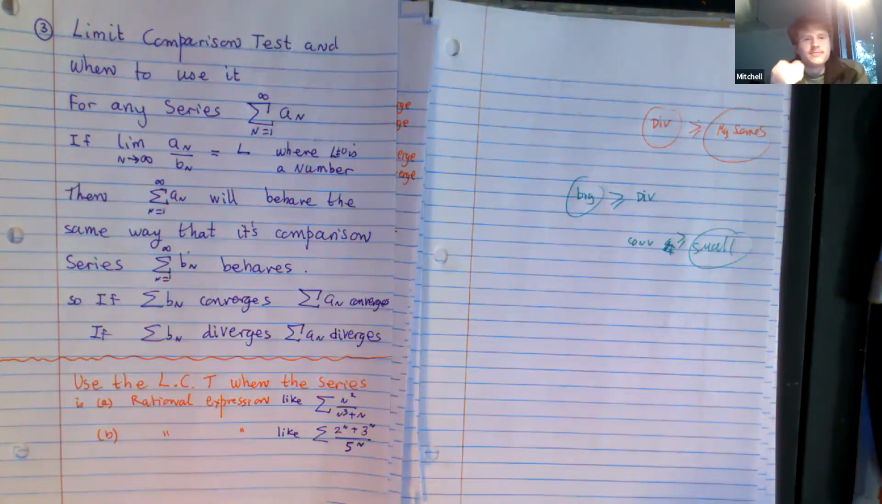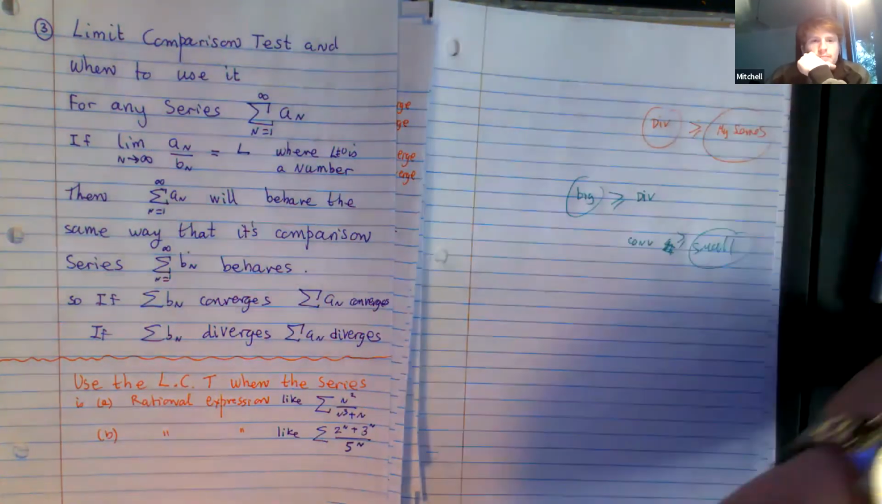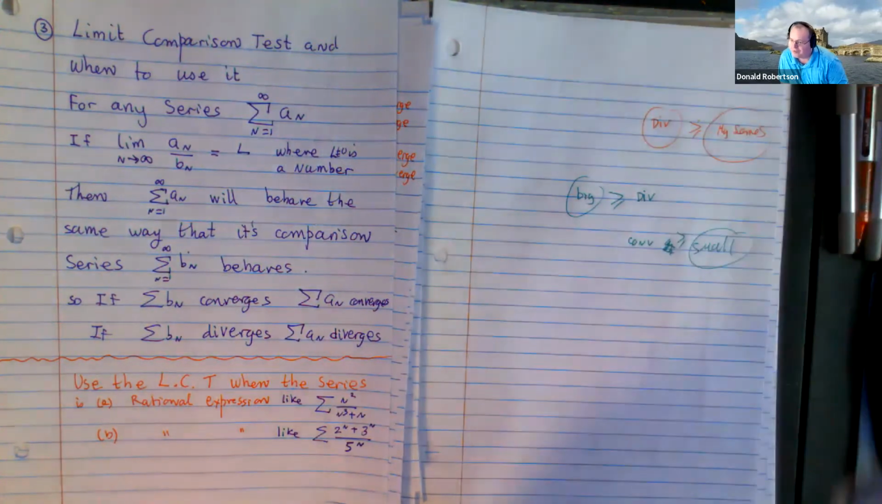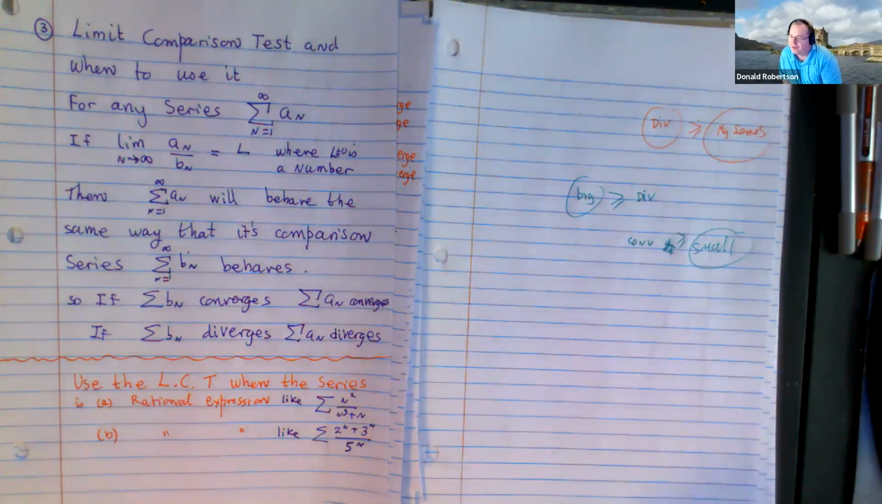If you're going to do the limit comparison test, you must pick something that's true, something that logically is allowed to be done. And half the time we don't.